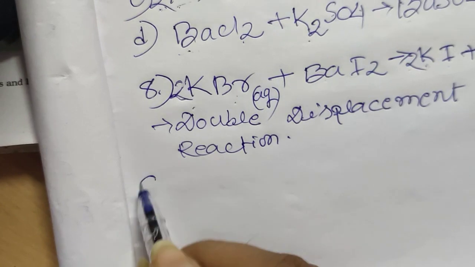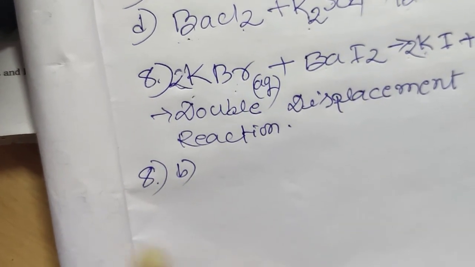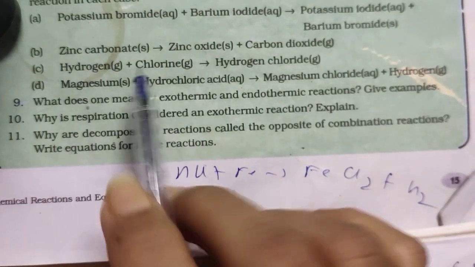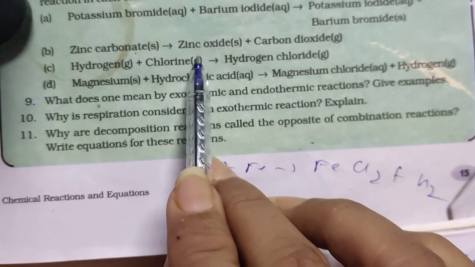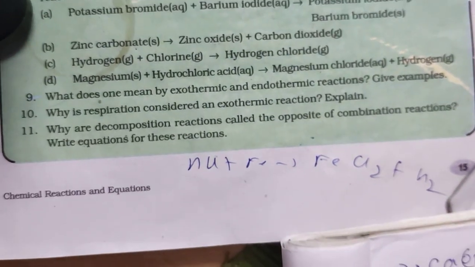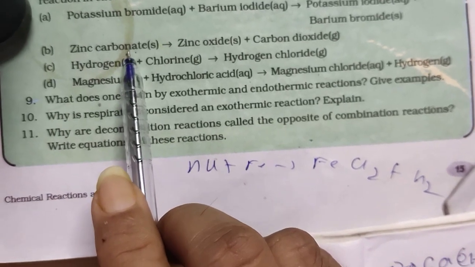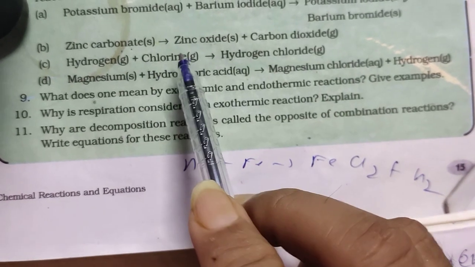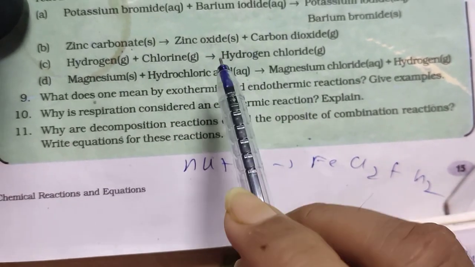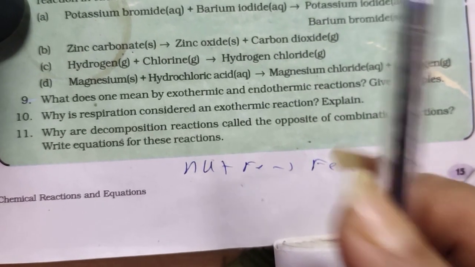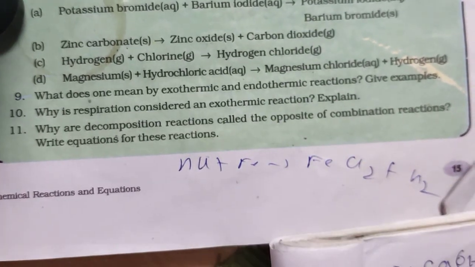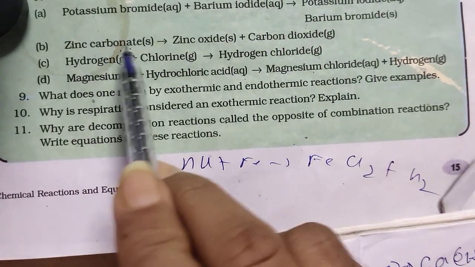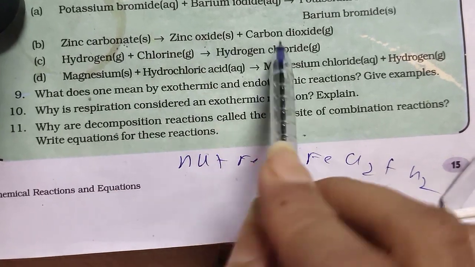Okay, next, question number 8b. Zinc carbonate gives rise to zinc oxide and carbon dioxide. This is one reactant which gives two products. I think you remember the types of reactions. This is a decomposition reaction. In a decomposition reaction, it needs some energy, by means of heat, electricity or light. So this is one type of decomposition reaction.